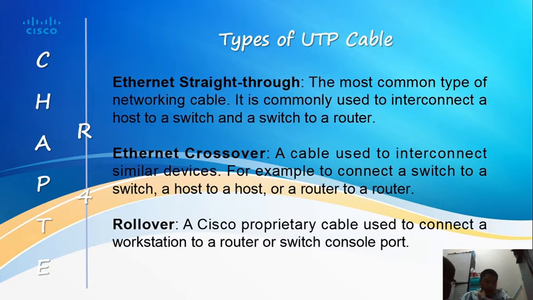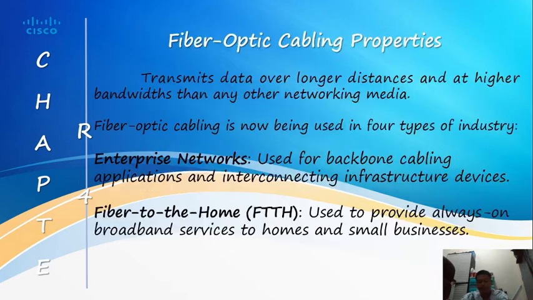Types of UTP cable. Ethernet straight-through is the most common type of networking cable. It is commonly used to connect a host to a switch and a switch to a router. Ethernet crossover is a cable used to interconnect similar devices, for example, a switch to a switch, a host to a host, or a router to a router. Rollover is a Cisco proprietary cable used to connect a workstation to a router or switch console port.